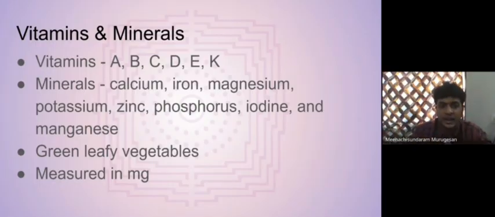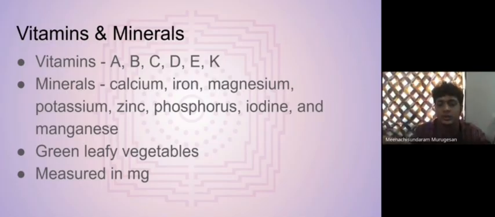And the next thing is the minerals. The main minerals which constitute your body and which your body requires are, for a few examples, calcium, iron, magnesium, potassium, zinc, phosphorus, iodine, and manganese. Most of them, you can see, are all metal names. These metals are required in their atomic form, in their most basic form, so that your body can synthesize its required things. For example, calcium is required for your bones and your bone marrow. Iron is required for hemoglobin synthesis and for red blood cells to carry and transport oxygen to the different parts of your body through the blood.